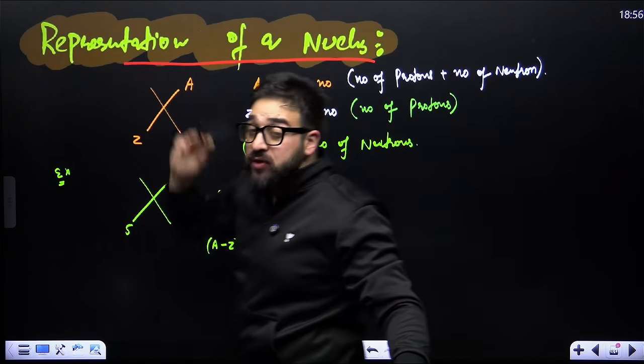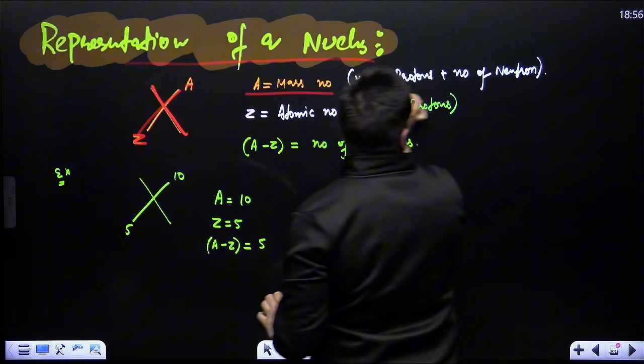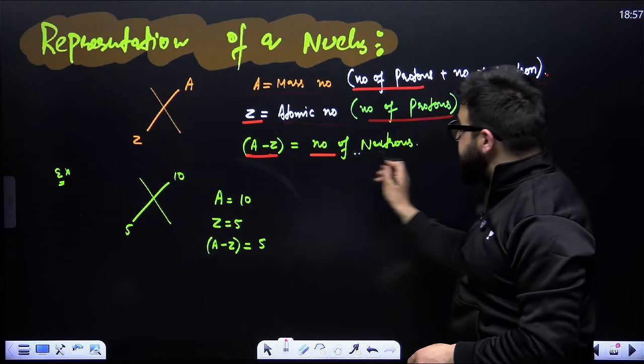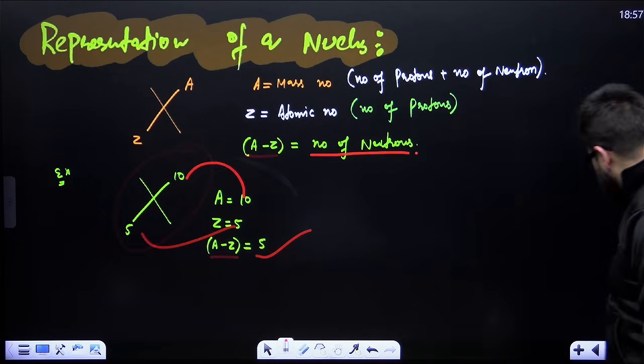And the representation of a nucleus is something like this: this is the element symbol, this is A, this is Z. A means mass number, the number of protons plus number of neutrons. Z means atomic number, the number of protons. A minus Z means the number of neutrons. Like this one has mass number 10 and atomic number 5, so the number of neutrons is also 5 in this case.